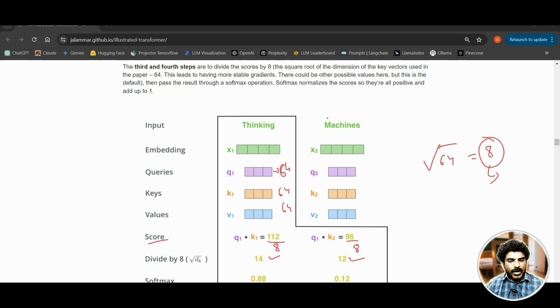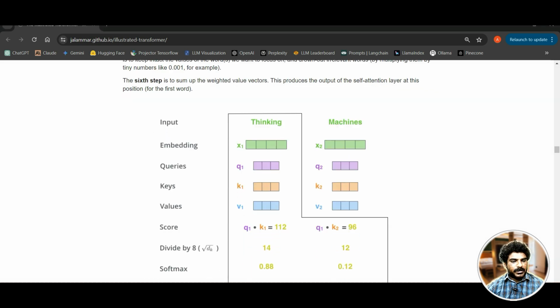Now this result will pass to a softmax activation function. Here it says softmax normalizes scores, so they are all positive and add up to 1. This is very much important. So you'll get 0.88 and 0.12. If you add these two, you'll get 1.